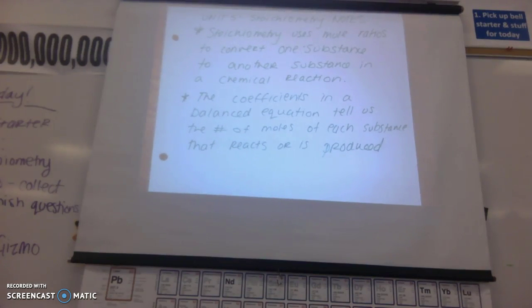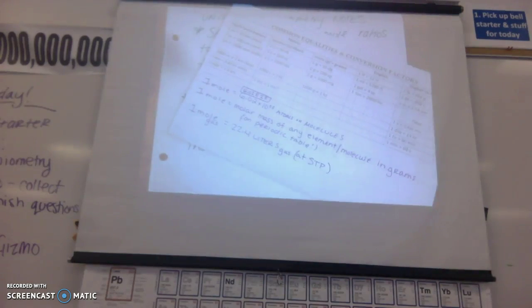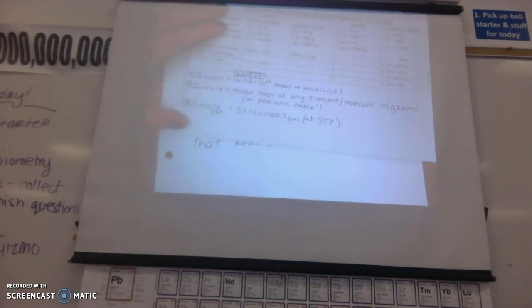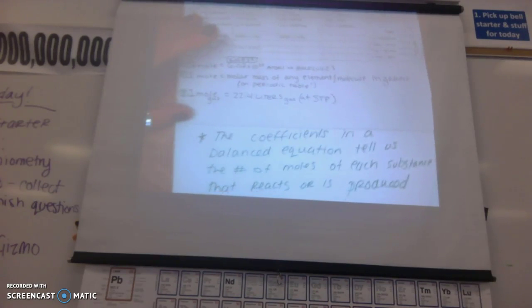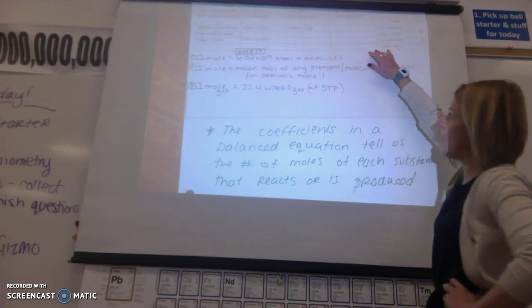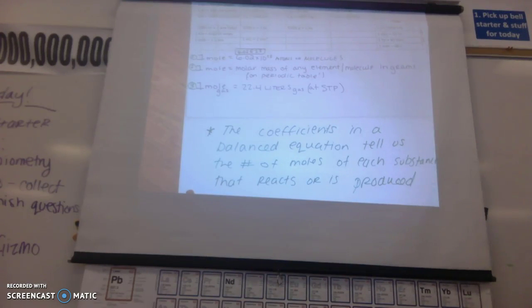So now we're going to go over to your foldable, and we're going to add one more thing. It explains how we use the coefficients to go from moles of one substance to moles of another substance. Last Friday we added these three items to our foldable. 1 mole equals 6.02 times 10 to the 23rd atoms or molecules. 1 mole equals the molar mass of any element or molecule in grams. And 1 mole of gas is equal to 22.4 liters of gas.